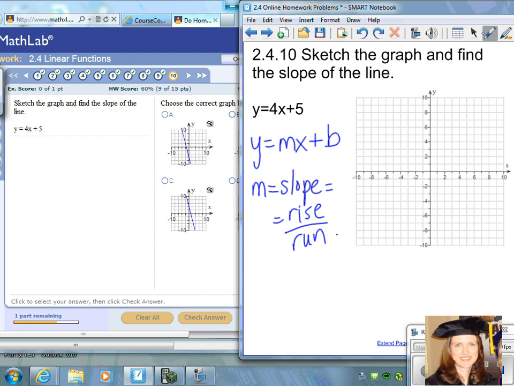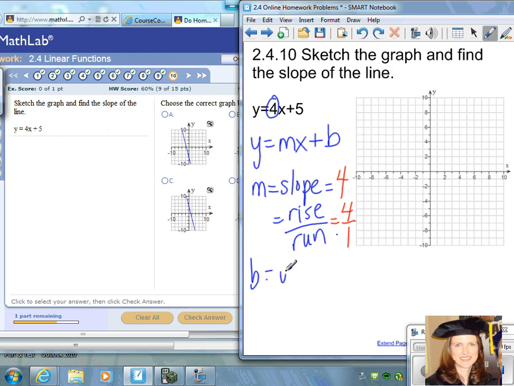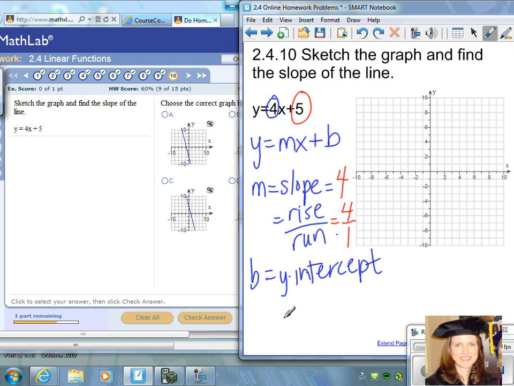In this case, the slope is the number in front of the x, which is 4. Now we can write 4 as a fraction, 4 over 1. That's going to be our slope. The b is the y-intercept. And this is the point where the graph is going to cross through the y-axis. In this case, our y-intercept is 5. Y equals 5 is the y-intercept.